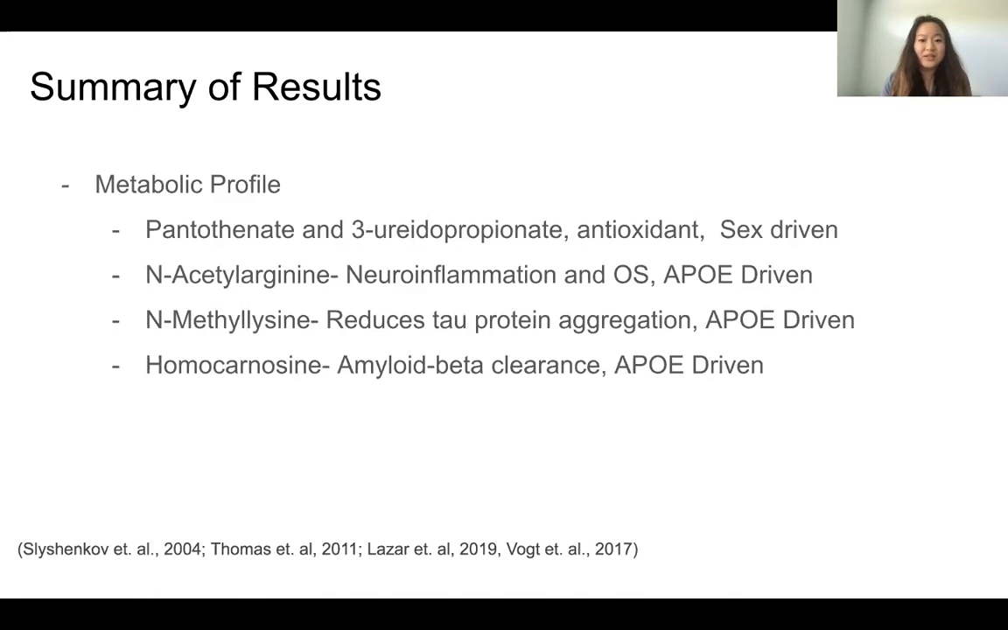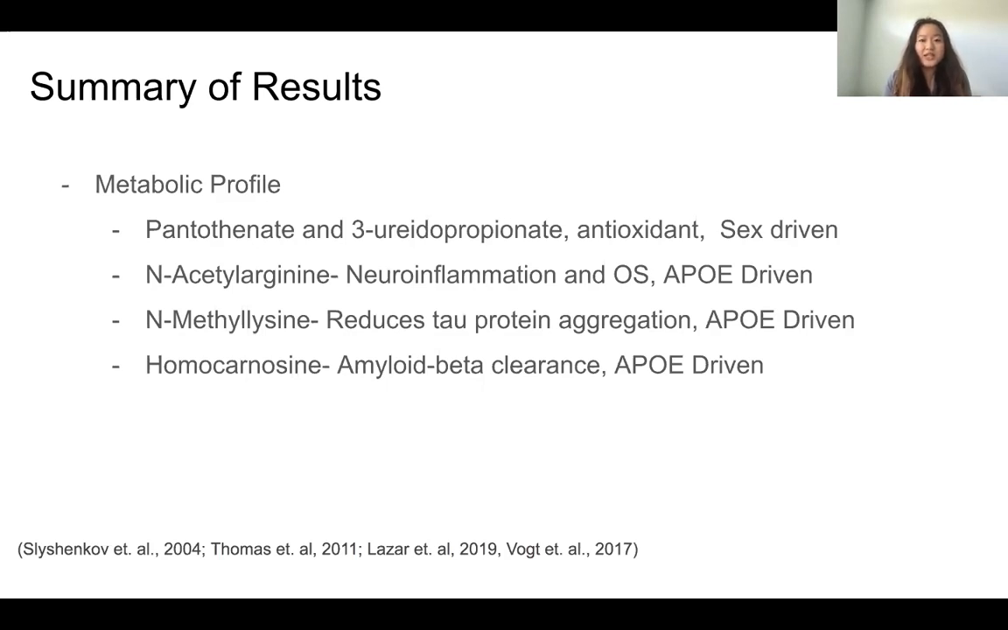And so this is the mechanism that I'm proposing, is that they're able to combat the negative effects of the N-acetylarginine, which is a marker of neuroinflammation and oxidative stress. And so this is something that is at a higher level in those ApoE3 mice, which are supposedly protected from Alzheimer's disease. And then N-methyllysine is actually something that reduces tau protein aggregation and may be a very interesting pathway into future developments for Alzheimer's disease therapies.